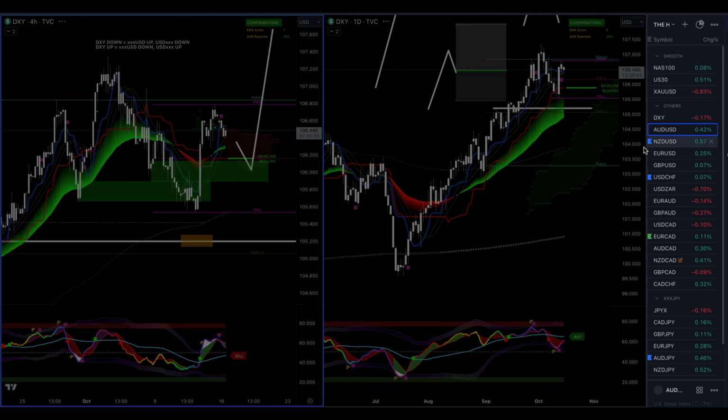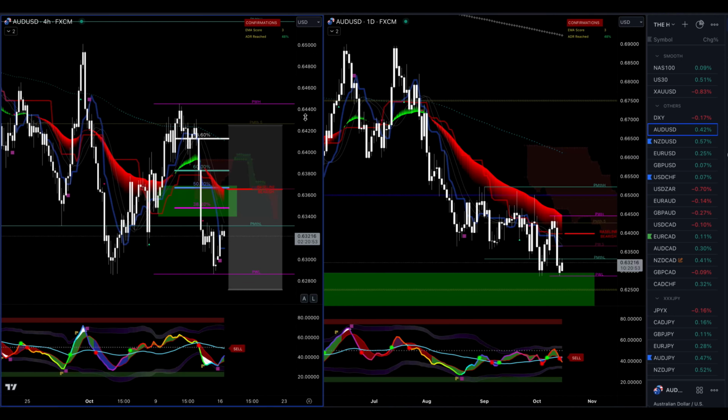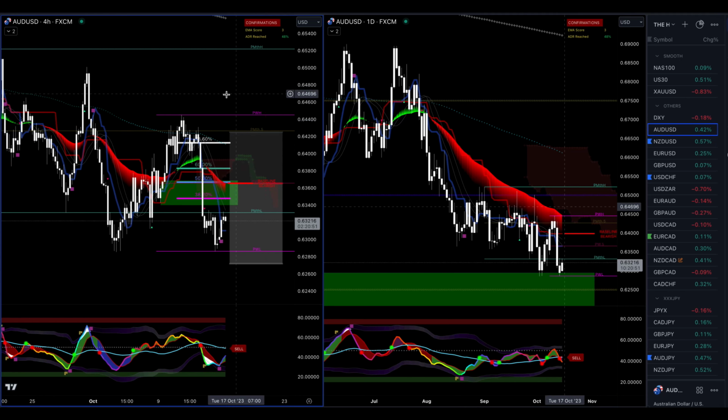look at AU. Now when we look at AU, I noticed that AU currently also has a pullback incoming. As you can see, we already closed above the EMA, the entry EMA, so I don't want you to miss that. And we may gravitate towards the baseline. The baseline is currently around this level right now, so you can say I put my entry at that level.